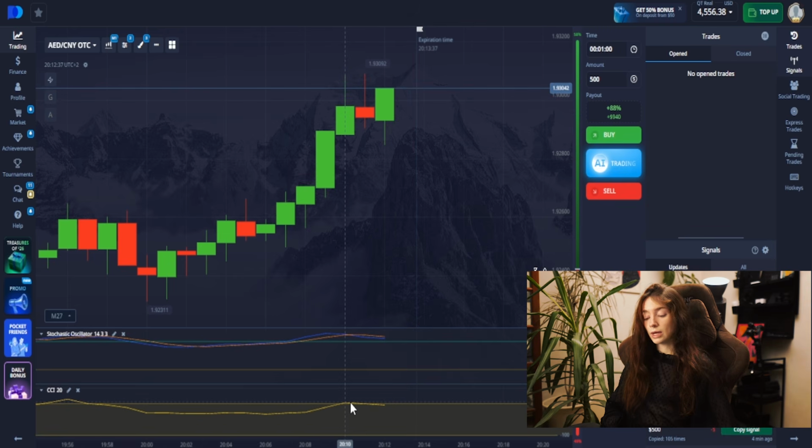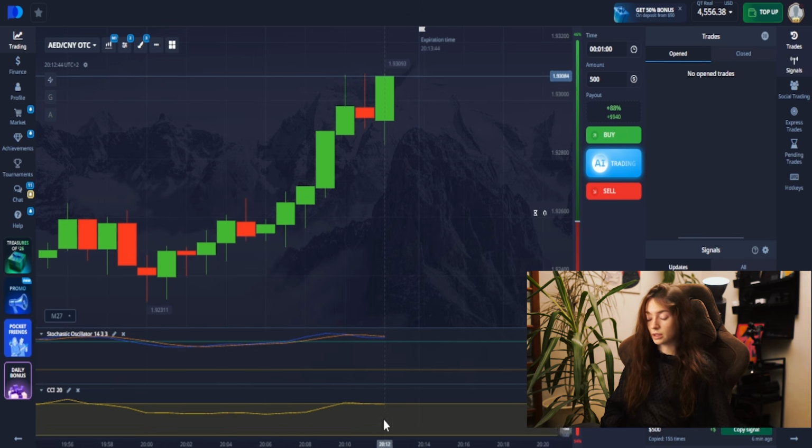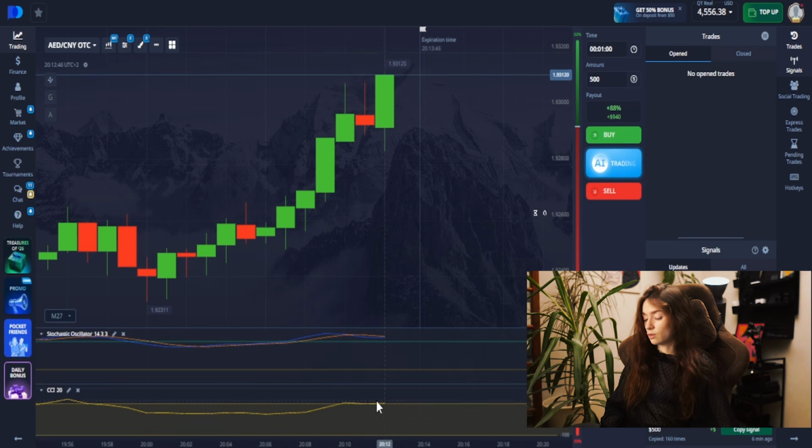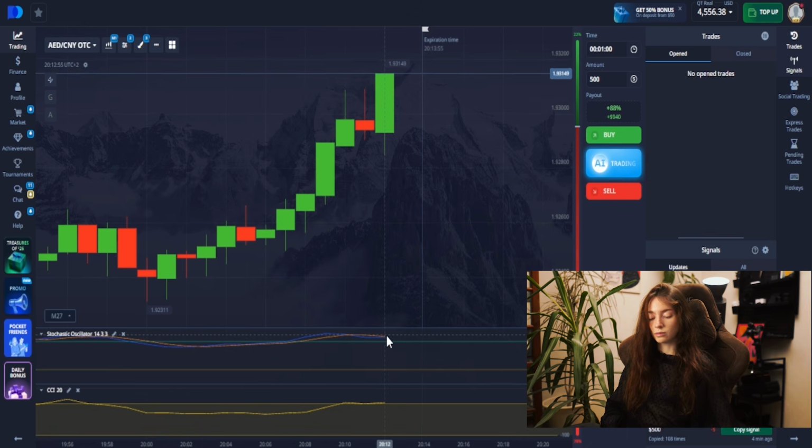Sellers were ready to enter, but the trend is still upward. Now price is pulling back slightly. The line is moving along the edge. We see a clear upward pulse and a line crossover.